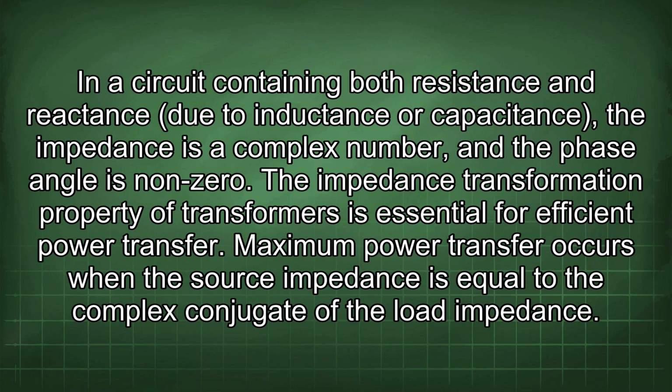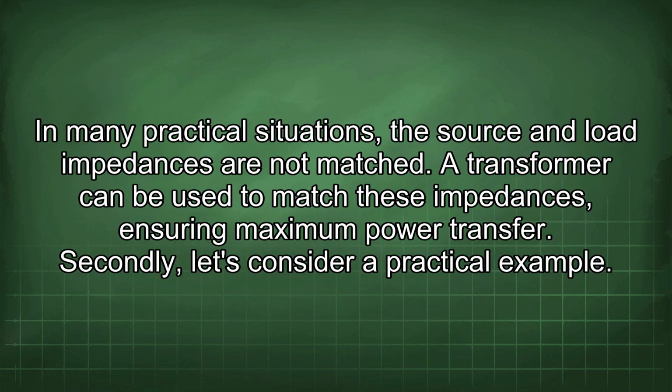Maximum power transfer occurs when the source impedance is equal to the complex conjugate of the load impedance. In many practical situations, the source and load impedances are not matched. A transformer can be used to match these impedances, ensuring maximum power transfer. Secondly, let's consider a practical example.